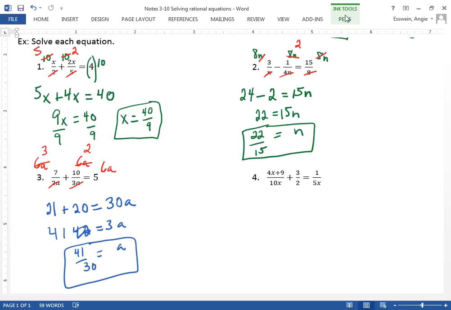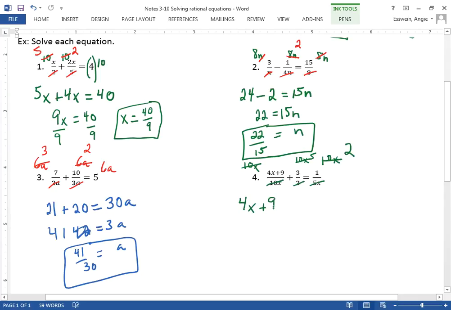Okay, last one. 10x, 2, and 5x. 10x. Now these can get a lot harder, but this is good for now. So the 10x and the 10x cancel. 2 goes into 10x 5 times, and 5x goes into that twice. So you just get 4x plus 9 plus 3 equals 2.